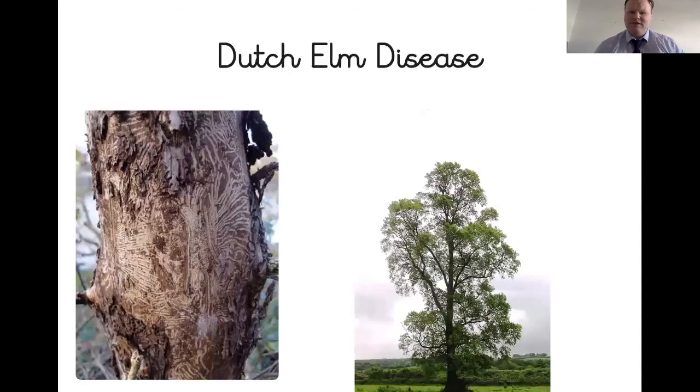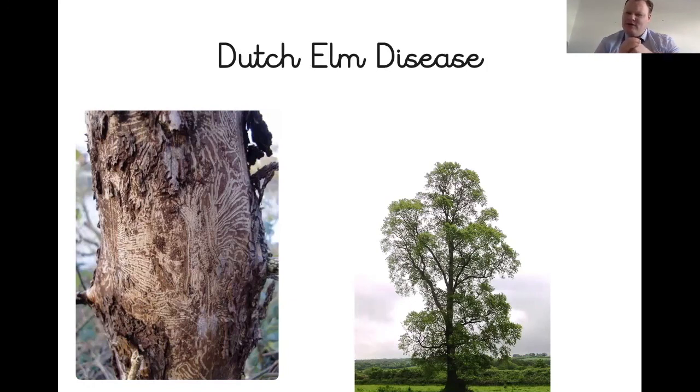Now, back to Dutch elm disease, just to finish off. So we've talked about adaptations in this lesson, changes over time. There was a type of tree called an elm tree, which was in this country for many years. It was native to this country. What happened was, accidentally, a type of fungus, which is a type of microorganism, which we learned about in our last topic, was brought in. This type of fungus was carried by a type of beetle, which was accidentally brought into the country.